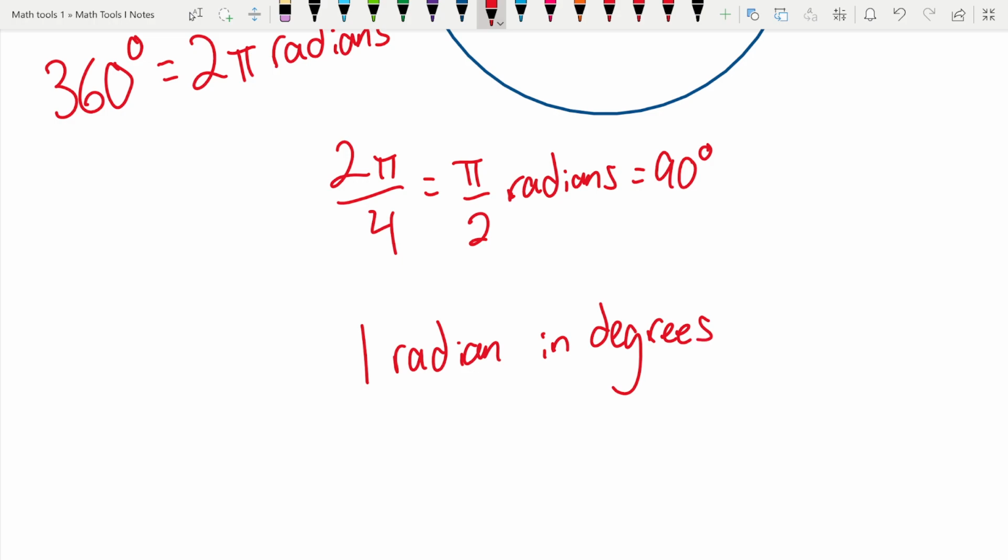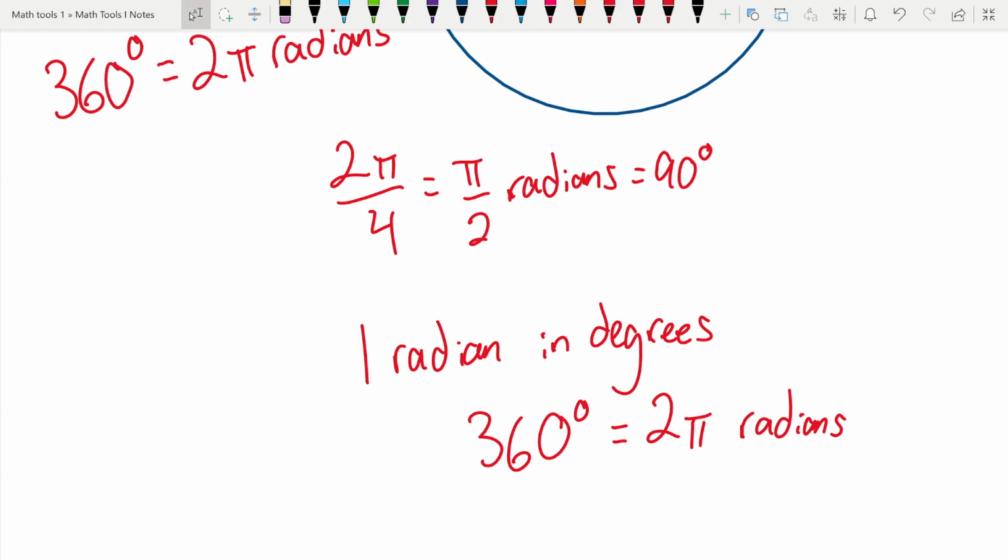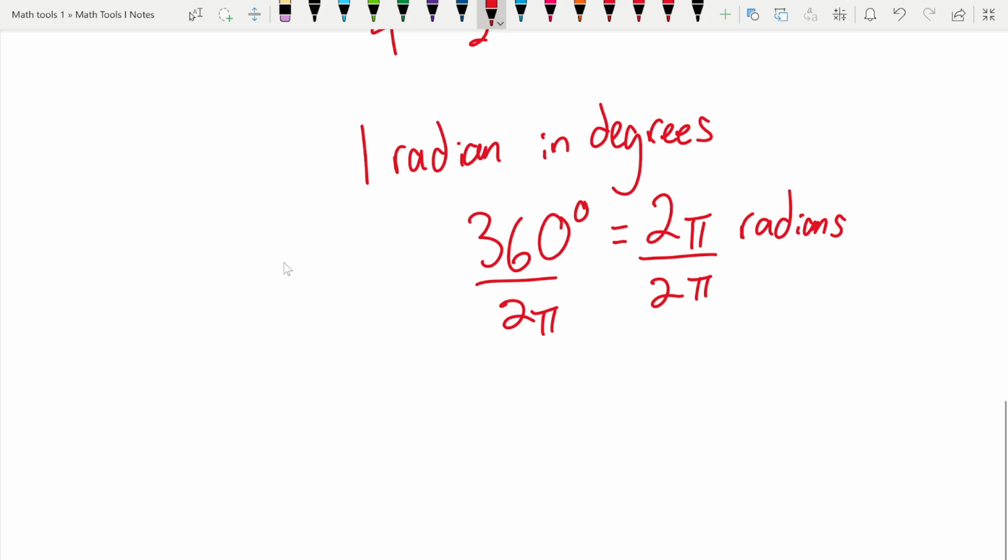You'd say, okay, well, we know that 360 degrees is equal to 2 pi radians. So if we just divide both sides by 2 pi, then this will tell us that 360 divided by 2 pi, which is about 57.3, is equal to 1 radian.